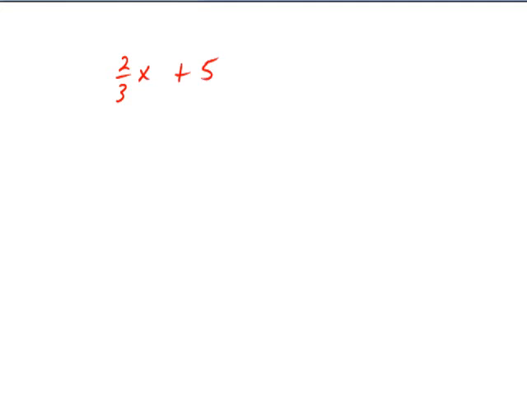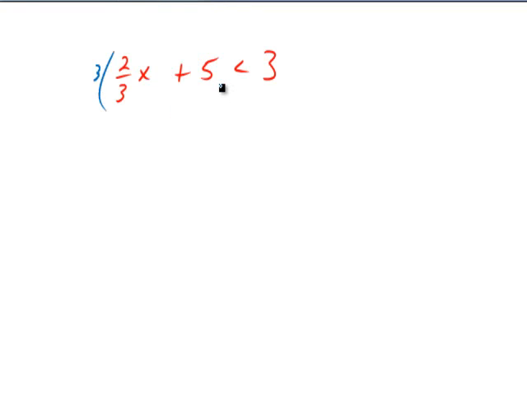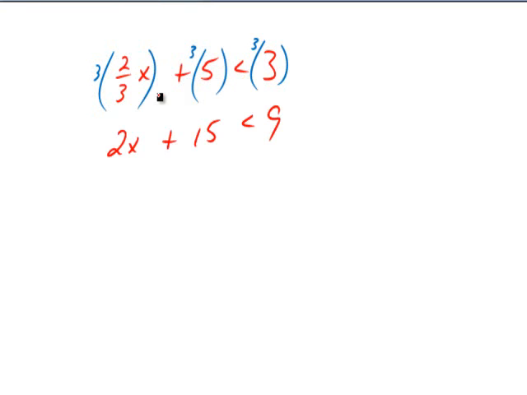And one more practice problem for you, one involving a fraction. Pause the video, solve this inequality, and then come back to the video to check your answer. In this problem, I can do several things, but let's say I get rid of the fractions first, so I can multiply by the least common denominator of all the denominators, which would be 3. That would leave me with 2x plus 15 is less than 9. I can subtract 15 from both sides, divide both sides by 2, and I get x is less than negative 3.